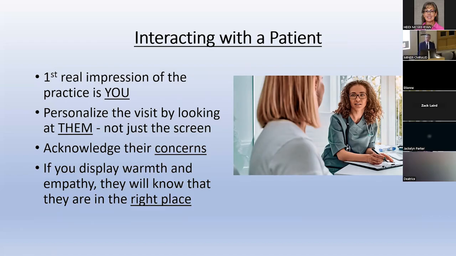So when you're looking at the screen, typing away as you ask questions, patients sometimes feel a little bit left out of the process. So make sure that you acknowledge their concerns, look at them, engage with them. And if you display empathy, they're going to know that they've come to the right place.